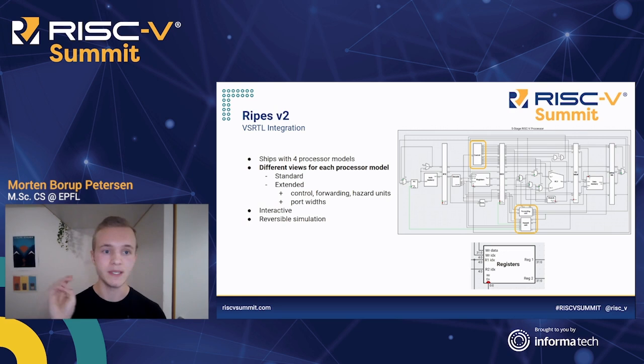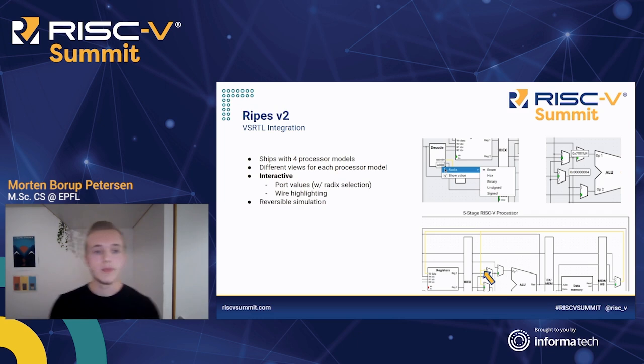Also, in the extended view, we can see port widths. This is interesting for those who want to see where we may be spending more or less resources in our circuit. Also, this allowed us to be interactive. I mentioned this briefly before, but we can enable labels for all ports in the entire circuit. So, for instance, as you see to the right here, if we want to monitor what the input operands to our ALU are, we can just enable labels here, and then we can take a look at what's going into the ALU at any point during execution.